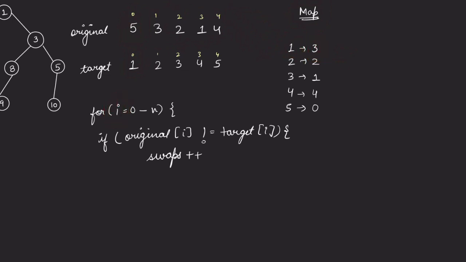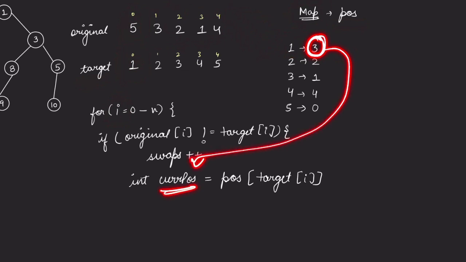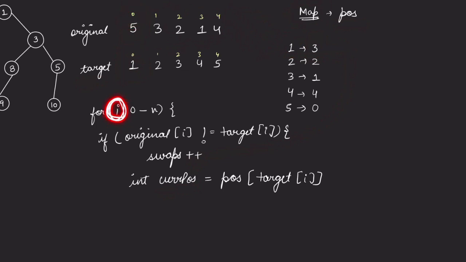So if I denote it with current position, so int currentPosition will be equal to, let's suppose the name of the map is positions, pos, right? So you'll write pos of target of i, right? So basically, whatever is present in the target at the current index, that is 1. From the map, we are identifying what is its index. So its index is 3. This 3 will come in this current position, right? So now we need to swap index 0, that is index i, and this index, right?